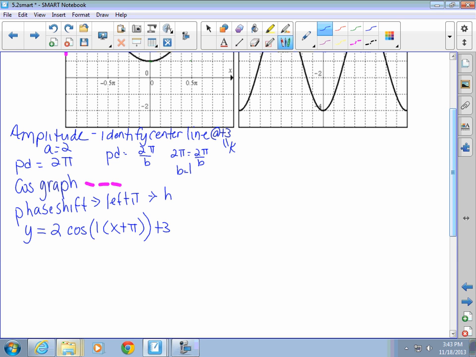If I want to do it for a sine graph then, a sine graph I know starts at 0. So I want to take a look at this and see, okay, where is my 0?